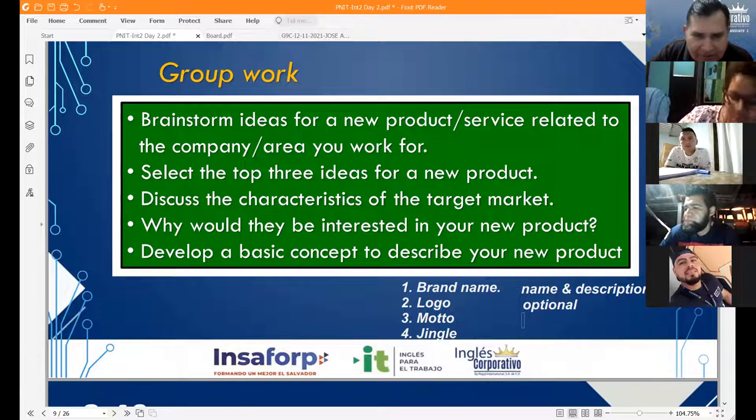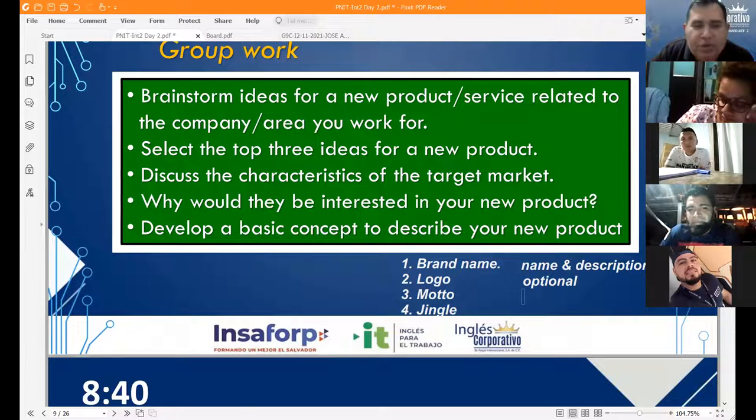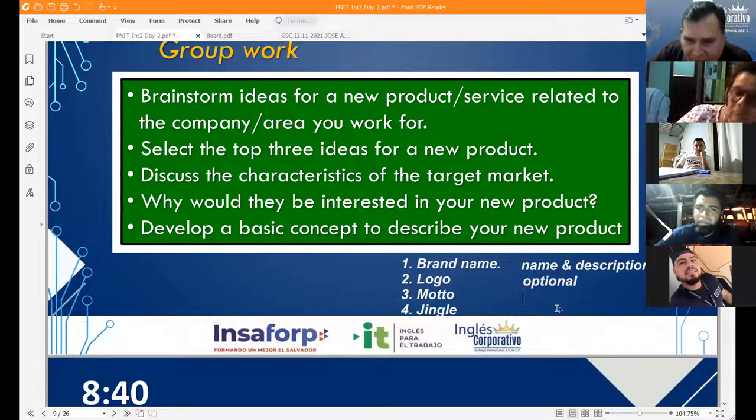the jingle can be like the music that accompanies a commercial. But you need to describe the product, the people the product is intended for, etc. So this is what you're going to be working on. These two things, create a product.